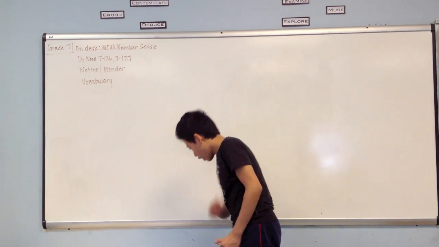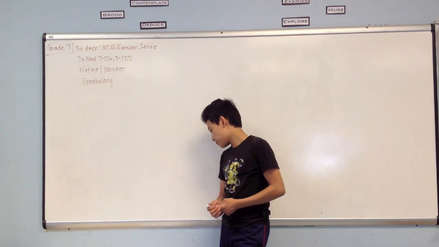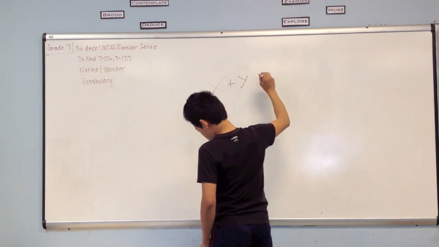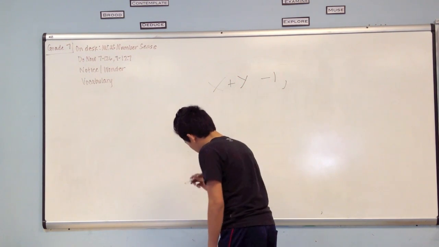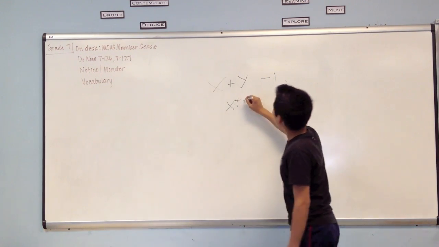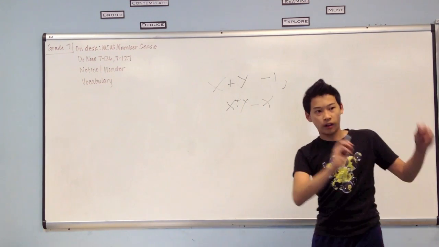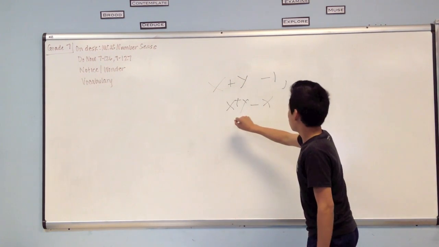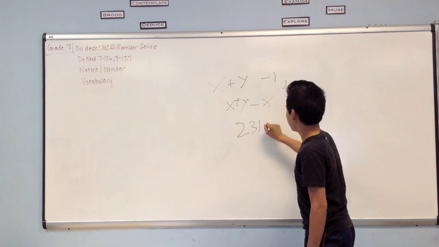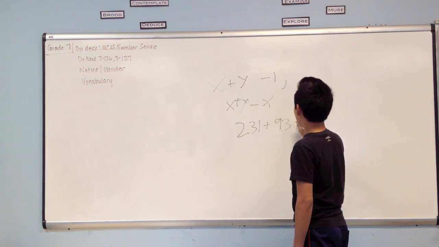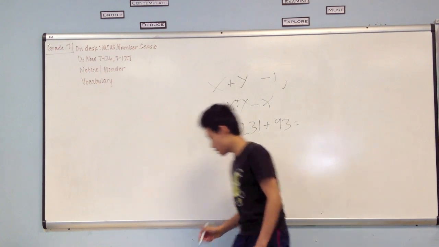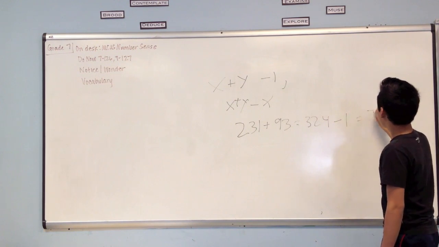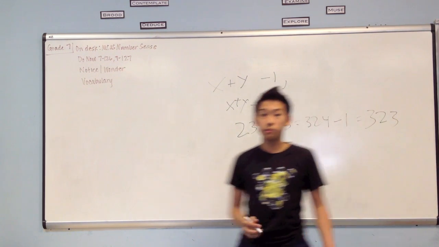Our conjecture in math form is this: x plus y minus 1, or in the special case that we had just discussed, x plus y minus x. To use our conjecture here, it would be 231 plus 93, which would equal 324, minus 1, which would equal 323, which would be our answer.